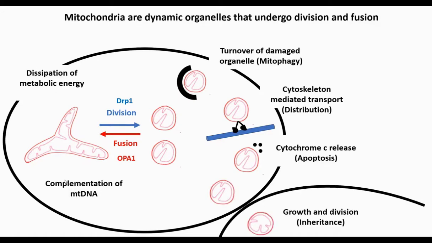And for us, the most important of the mitochondrial division function is in the growth and inheritance, where there is a stimulated mitochondrial division just before the cell division, where these divided mitochondria have to be distributed into two daughter cells so that each of the daughter cells have equal number of mitochondria, and this is very important.